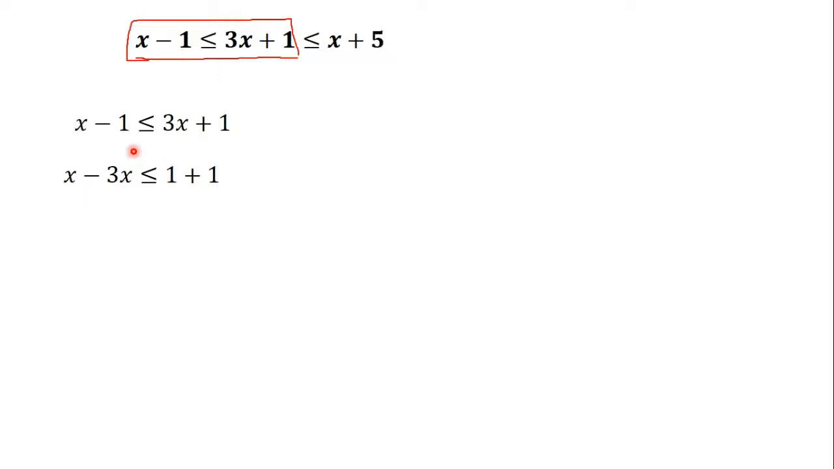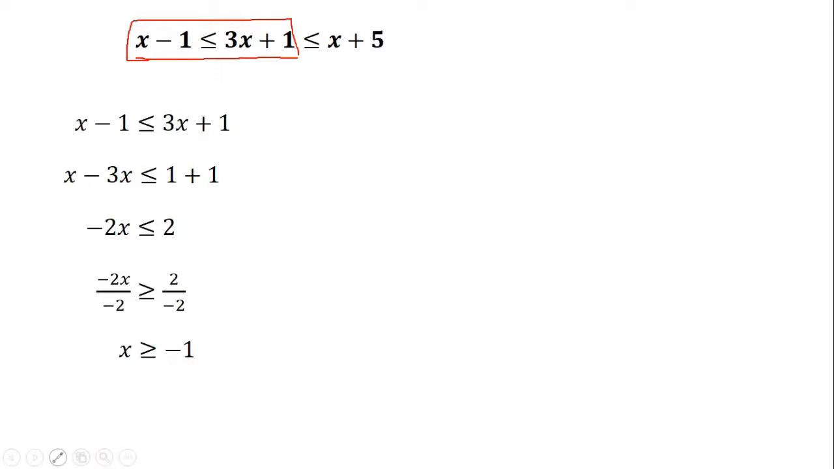We are going to have x minus 3x is less than or equal to 1 plus 1. x minus 3x will give us minus 2x is less than or equal to 2. You divide through by negative 2. Now remember that as soon as you divide through by a negative number, the direction of the inequality sign is going to change. So if you divide through by negative 2, you are going to have negative 2x divided by negative 2 greater than or equal to 2 divided by negative 2. Now negative 2 cancels negative 2 to give us x. So we're going to have x is greater than or equal to 2 divided by negative 2, which will give us negative 1. So we have solved the first part of the inequality.